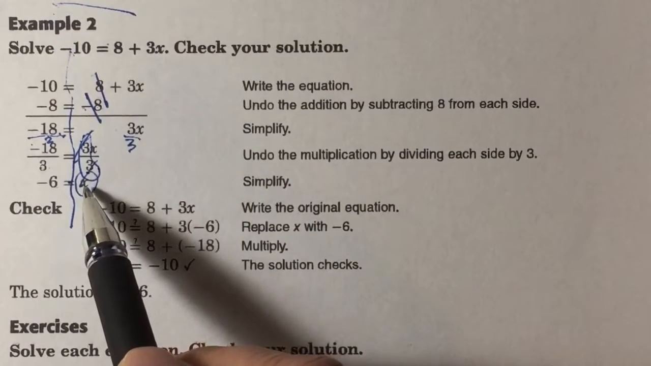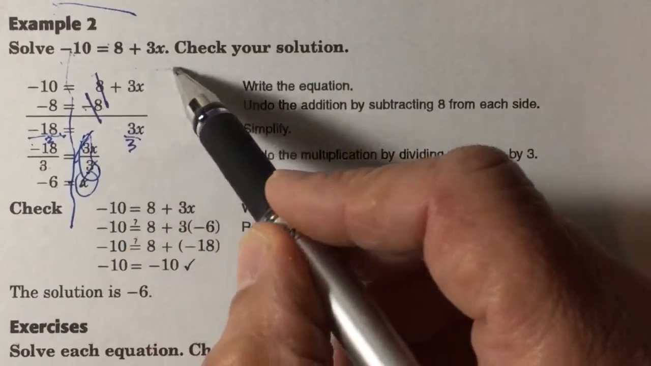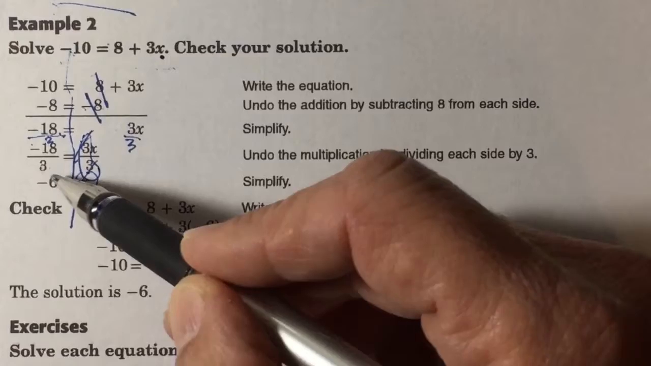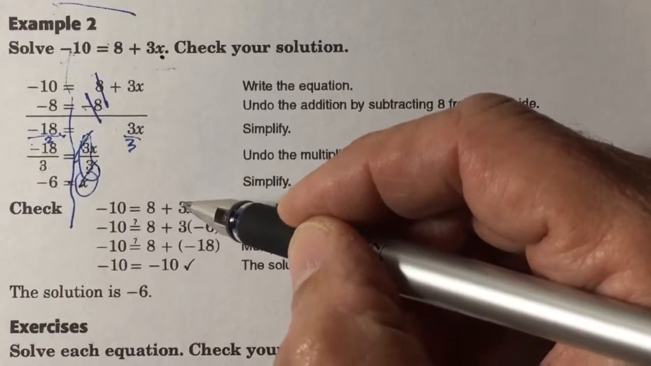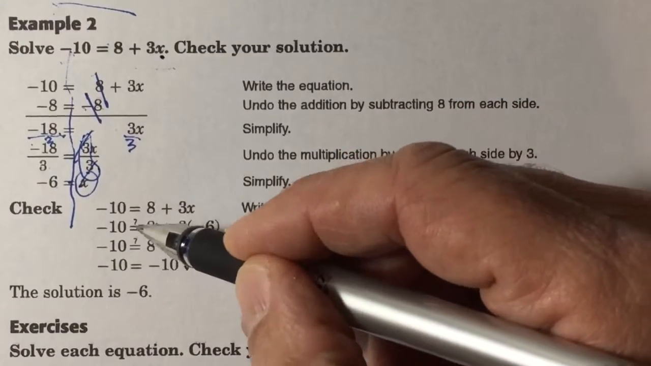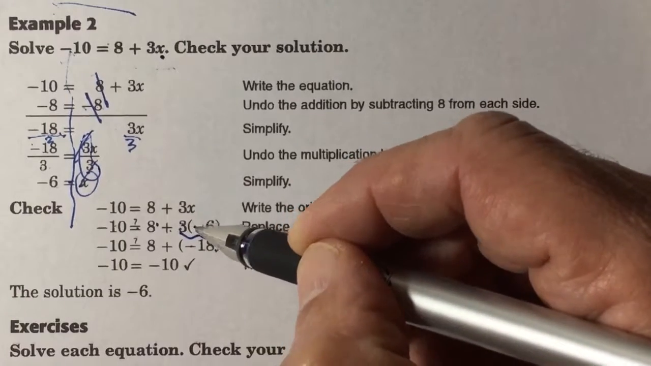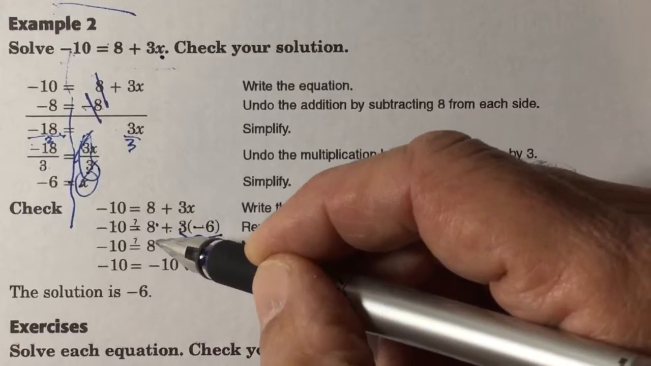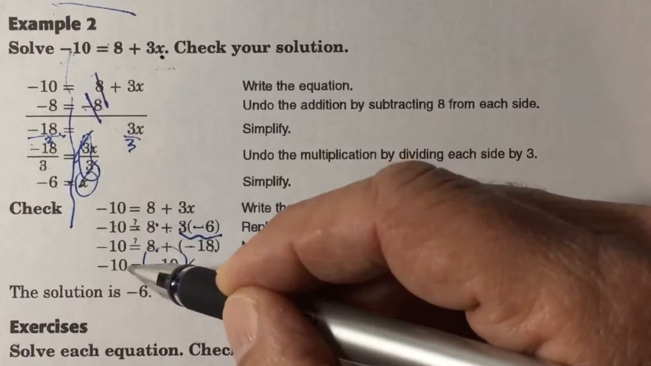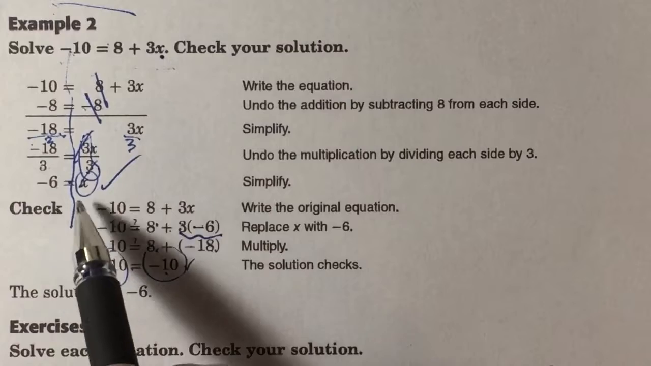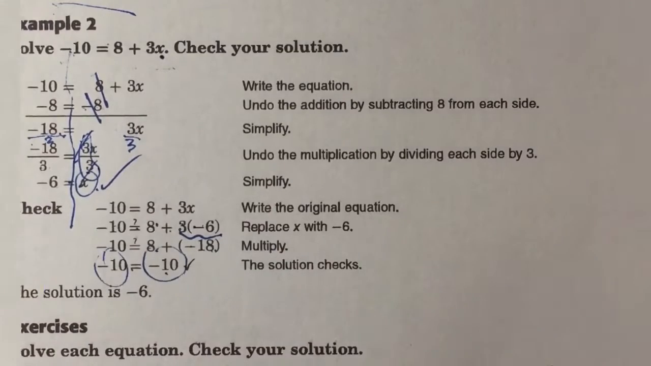In order to check it, we have to replace in my original equation the x by 3. By negative 6, I'm sorry. So 3 times negative 6 plus 8 equals negative 10. Negative 18 is this multiplication, plus 8 is negative 10. So negative 10 equals negative 10, and I checked that my solution is x equals negative 6.